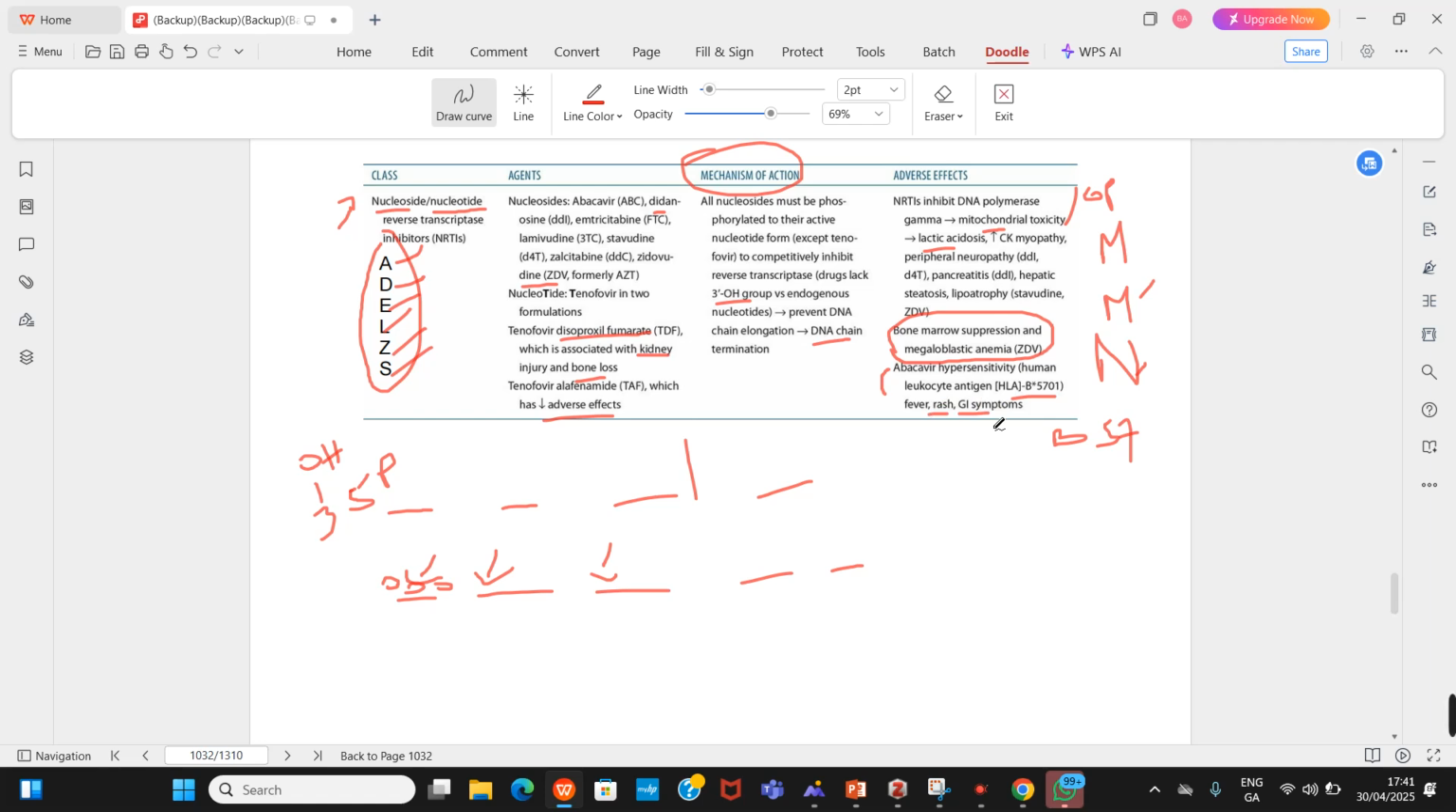So we don't need to remember much. Just remember the lactic acidosis, the nerve, peripheral neuropathy, tingling sensation, the muscle problem, which is what? Myopathy. So nerve and muscle. Nerve and muscle. I don't know if you remember in physiology, we used to take that as a course. Nerve and muscle. So it destroys the muscle, causing myopathy. It destroys the nerves, causing peripheral neuropathy. Bone marrow, megaloblastic anemia. Abacavir hypersensitivity. Quick way to remember.